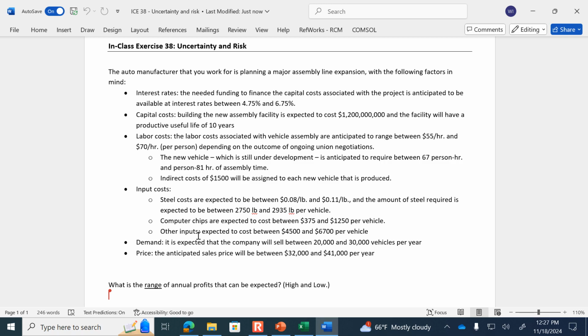And so we're going to do one analysis with all of them considering it being the worst. So really high costs, high costs of everything and low sales price would give us the least profitability. And then the most profitability would be if our interest rates were low, if the labor and equipment costs were low, but then somehow there was high demand and high prices.